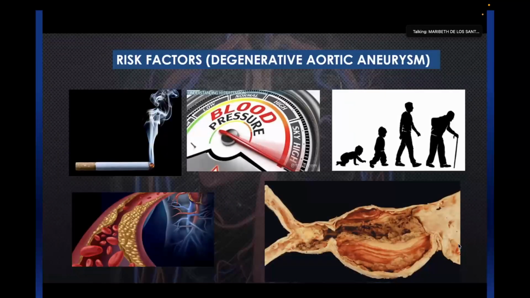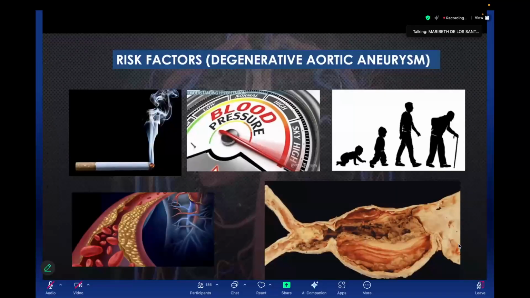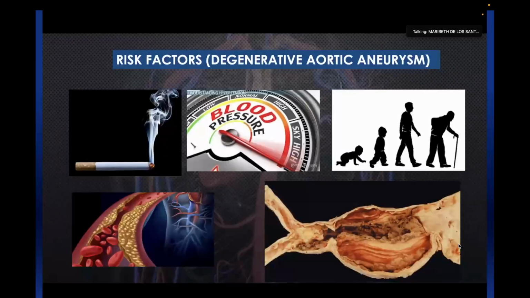So risk factors for the degenerative type of aortic aneurysm are number one, cigarette smoking, hypertension, aging, hypercholesterolemia, and of course, atherosclerosis.